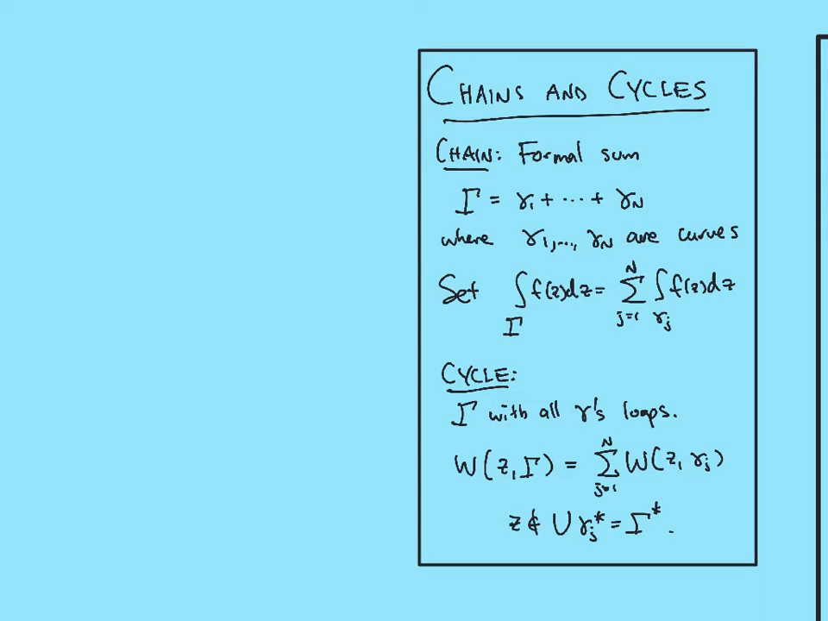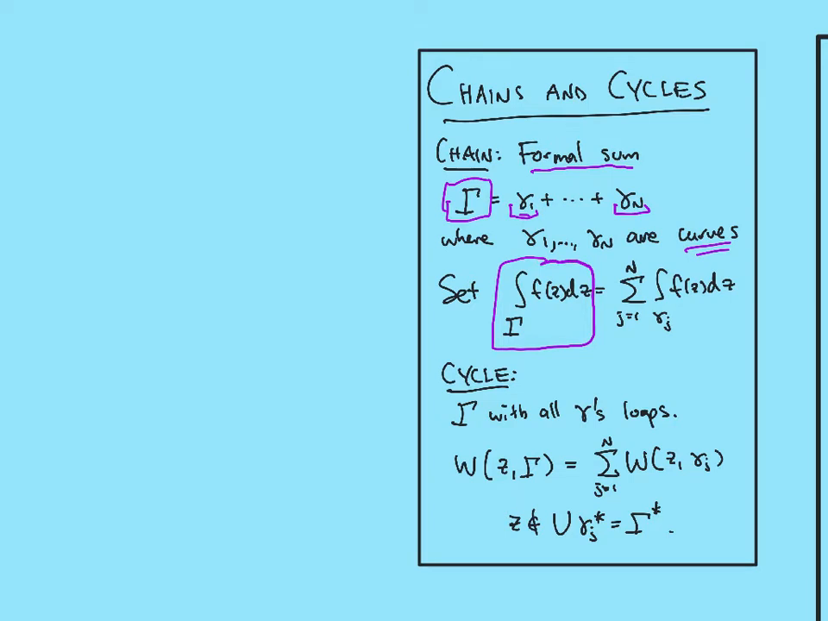Before we introduce the Cauchy integral formula, we're going to have to introduce the concept of chains and cycles. And these are pretty simple objects. You just take a formal sum of curves. So capital gamma here will just be this formal sum of gamma 1 through gamma n, where gamma 1 through gamma n are just some curves. And this is just a way of defining an integral over a bunch of curves at once.